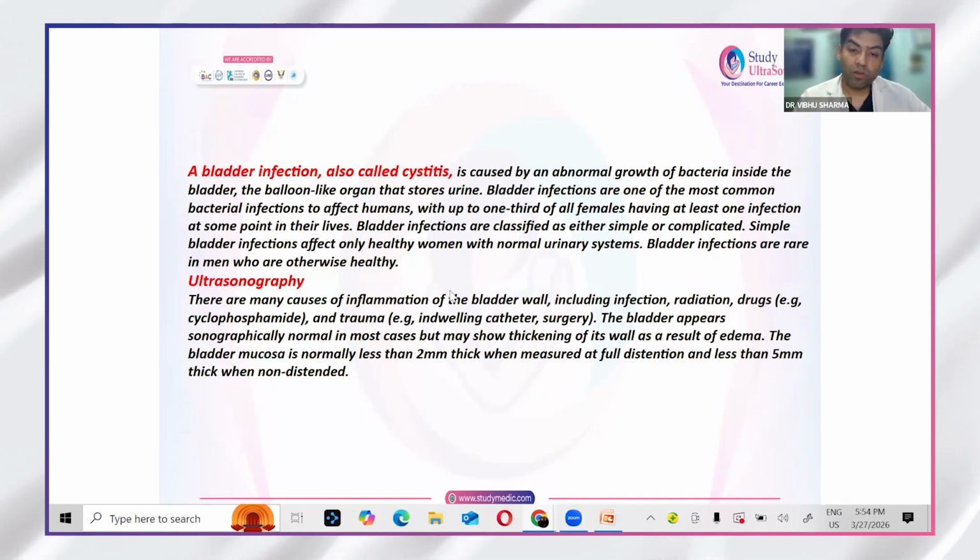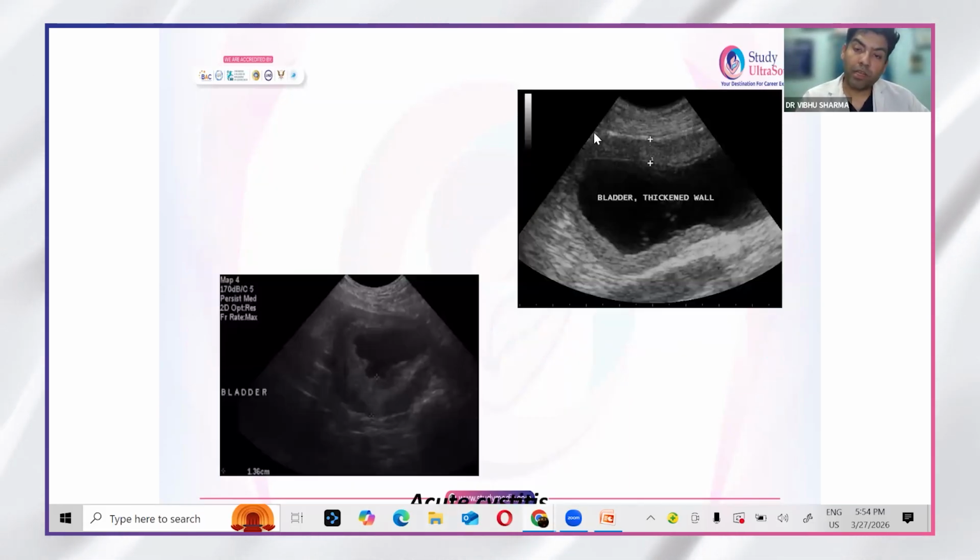Ultrasound will show inflammation of the bladder wall due to infection, radiation, drugs, and trauma. The bladder appears sonographically normal in most cases, but there can be edema. Bladder mucosa is normally less than 2 mm thick at full distension, but in such cases it will be more than 2 mm. So here you can see a thick wall bladder in full distension, and this is a classical case of cystitis.